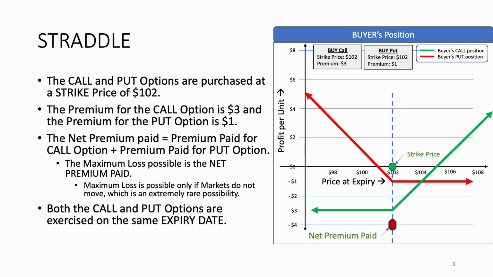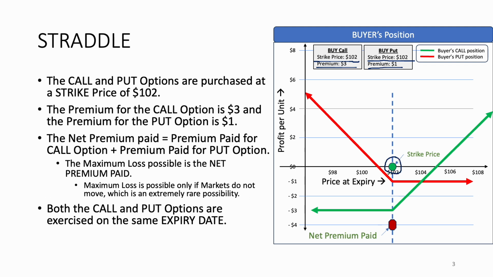Let me set up an example for discussing the straddle strategy for options trading. Suppose we have an underlier where we buy a call at a strike price of $102 and a premium of $3. Also, we buy a put at the same strike price of $102 and a premium of $1. So here the premium of the buy call and the buy put are different. The buy put having a lesser premium than the buy call. Nevertheless, the strike price is the same. So you see that we have only one strike price.